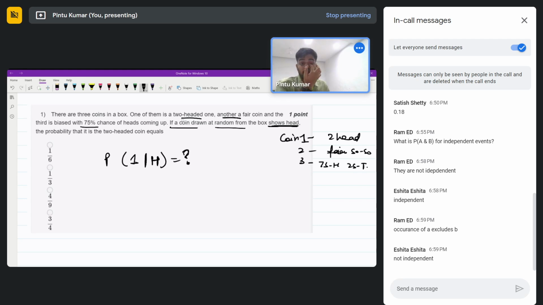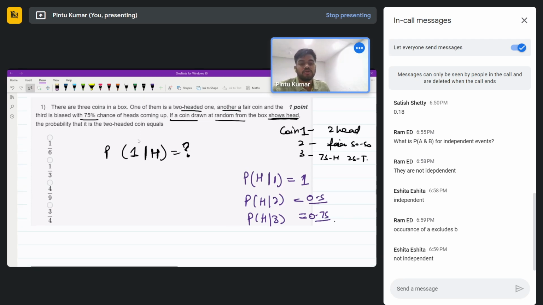Okay. Now, if you look at the information that was available to us, if it is the first coin, given that it is the first coin, what is the probability of head? Probability of head is 1, because both sides are head, right? Given that the coin is the second coin, what is the probability of head? This is 0.5, because this is a fair coin. And this is 0.75, right? So this is what is given to us.